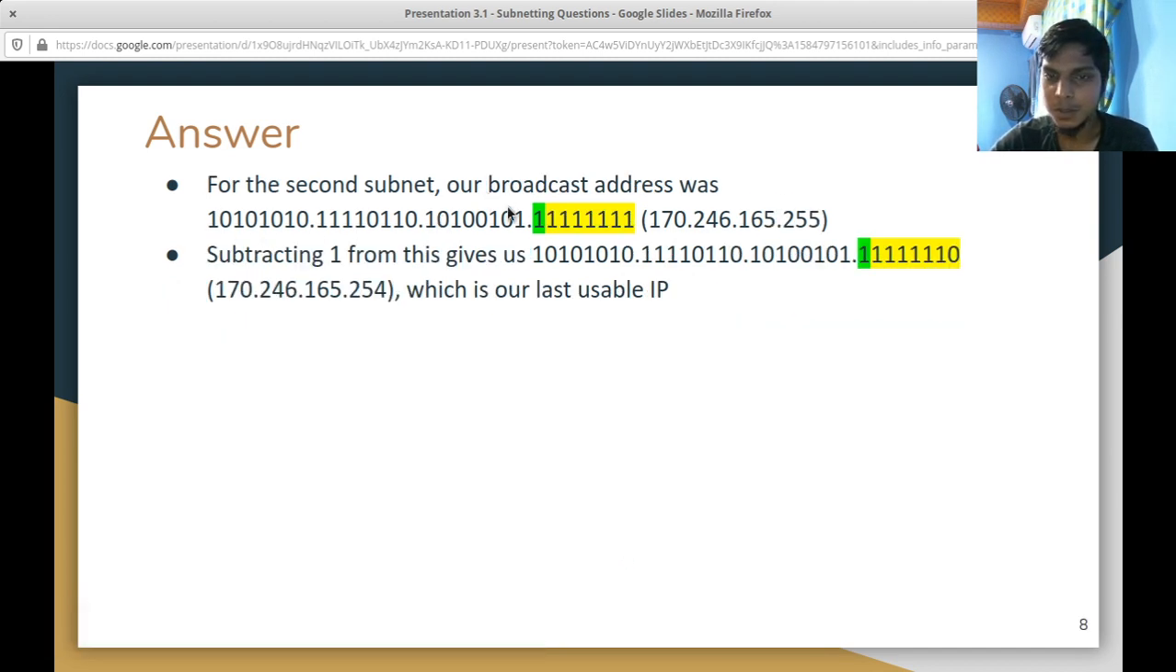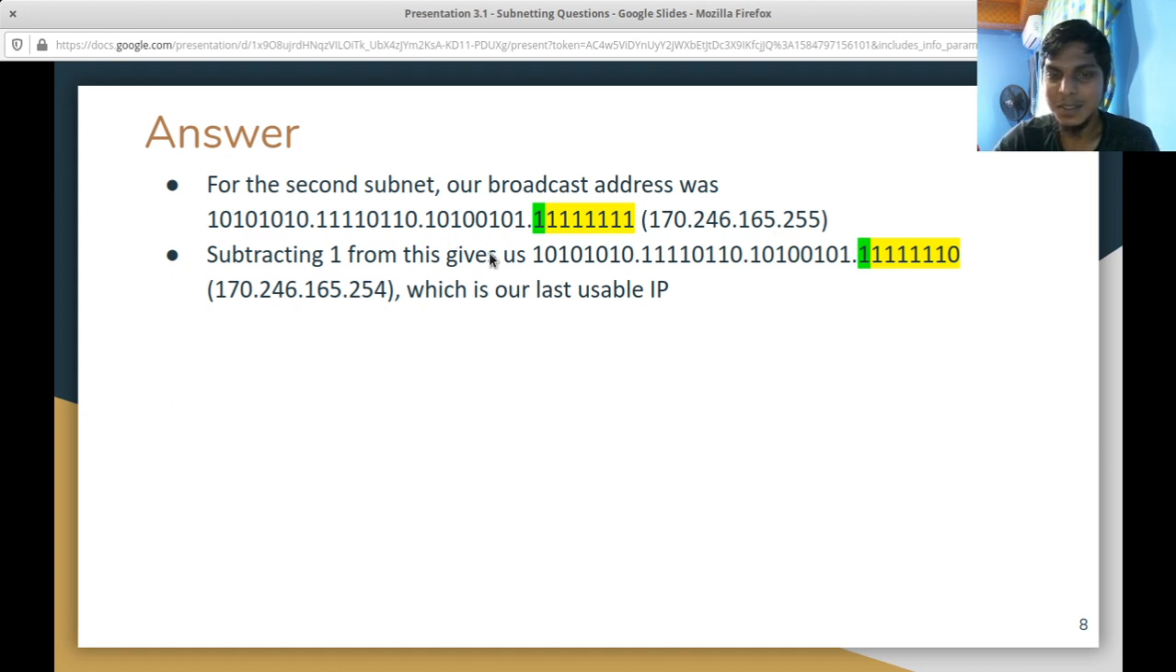For the second subnet, our broadcast address was this thing, which was that in decimal. Subtracting 1 from this broadcast address gives us 0. So 1 minus 1 gives us 0 there. So 170.246.165.254 is the last usable IP, which is the last address we could put on something in the subnet. So you can see we could do it in binary or we could do it in decimal. If you see this and you subtract 1 from 255, you get 254.